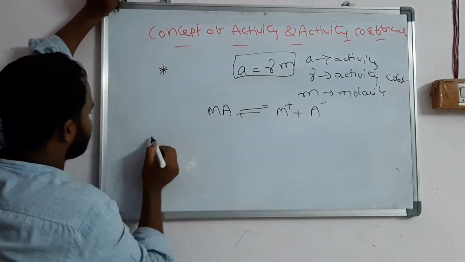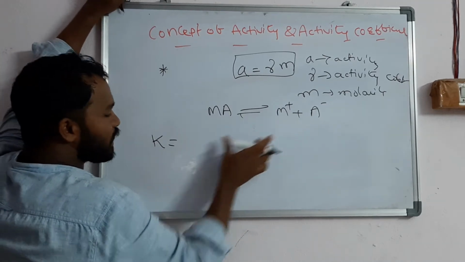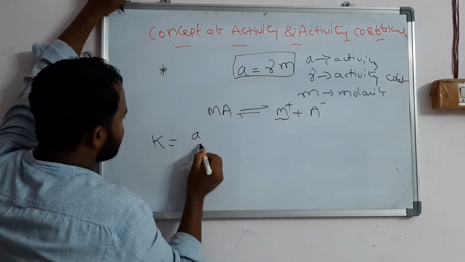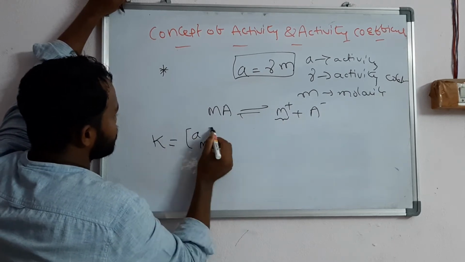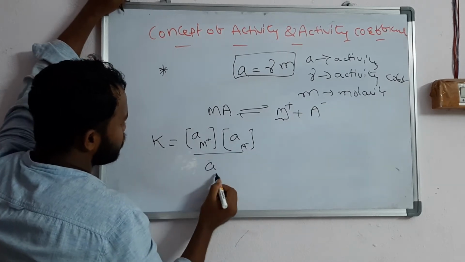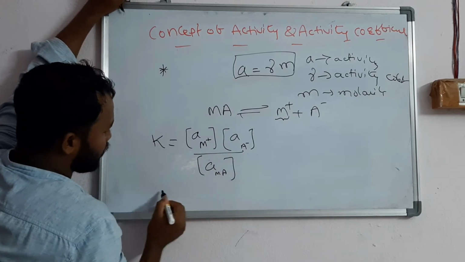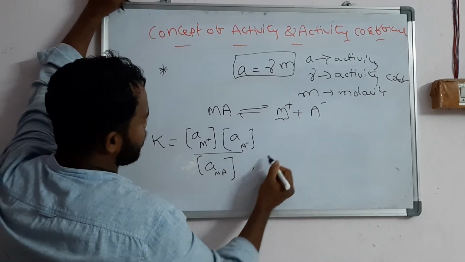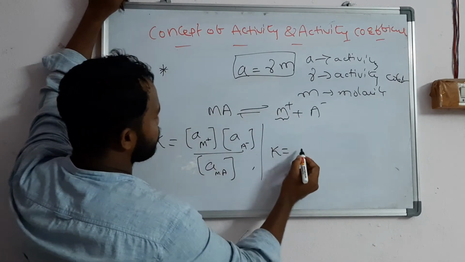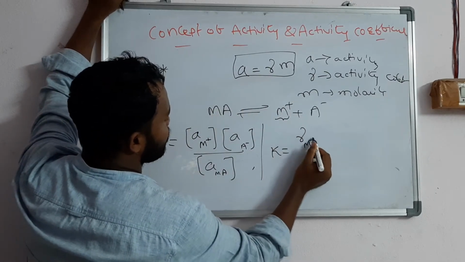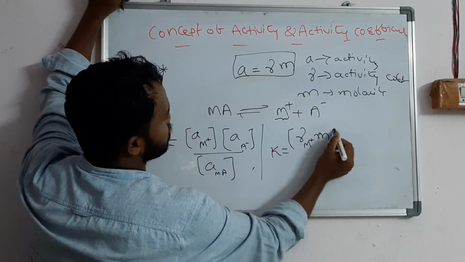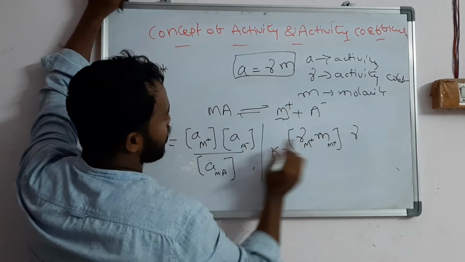Next, after writing this, we take MA, which gives M+ and A-. What happens for the equilibrium constant? It is the concentration of products by the concentration of reactants, but the concentration is in terms of activity. So K = activity of M+ into activity of A- by activity of MA. Since A is γm, we write γ into m of M+ into γ into m of A- by γ into m of MA.